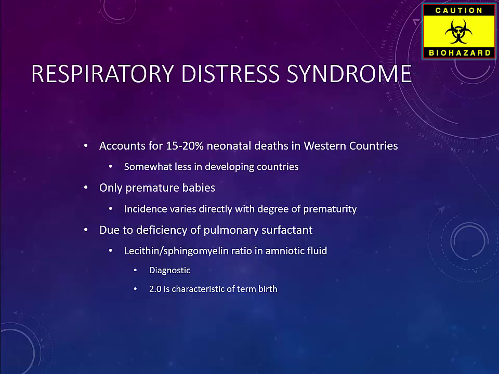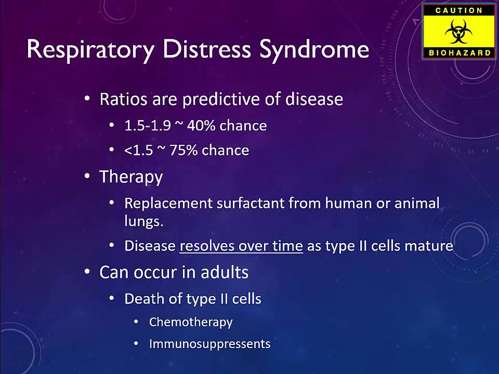and this can be measured by the lecithin-sphingomyelin ratio in amniotic fluid. It's very diagnostic. 2.0 is characteristic of term birth, so 9 months. However, notice that even a 1.9 ratio will give you a 40% chance of the infant having this syndrome. 1.5 to 1.9 is 40%, less than 1.5, a 75% chance the infant will have the syndrome.